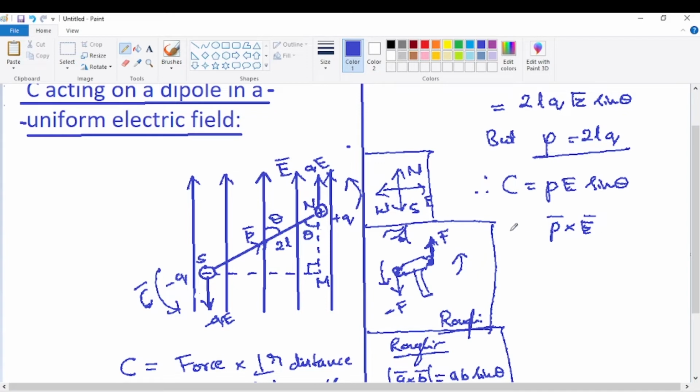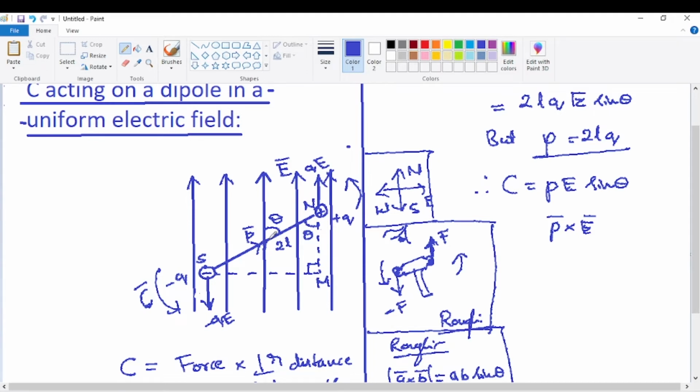So P bar cross E bar is a vector perpendicular to the plane containing P bar. P bar is in the horizontal plane, E bar also is in the horizontal. Perpendicular to the plane means it is in the vertical direction. But that direction is actually given by the right hand screw rule. What is the right hand screw rule? We have to put a right handed screw perpendicular to the plane containing P bar and E bar, that means in this plane. And we have to rotate the screw in a direction from the first vector to the second vector. The first vector is this, the second vector is this. So from this to this, in this direction we have to rotate, putting the screw perpendicular to this plane.